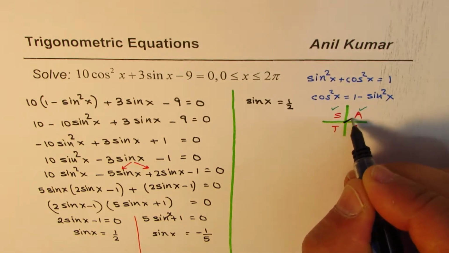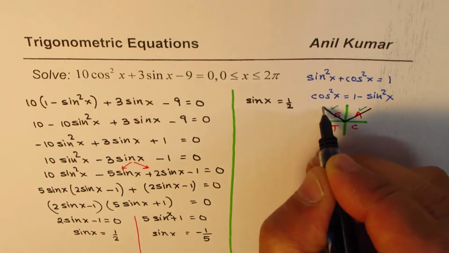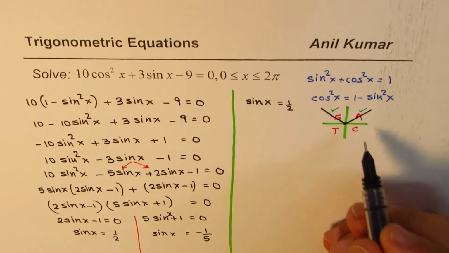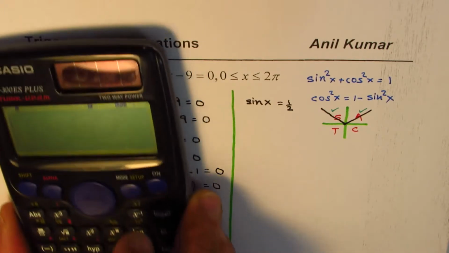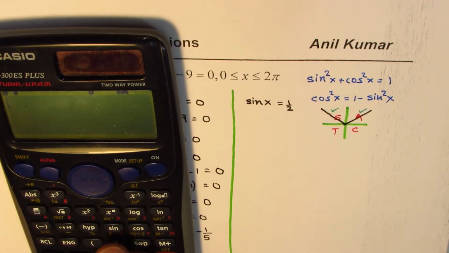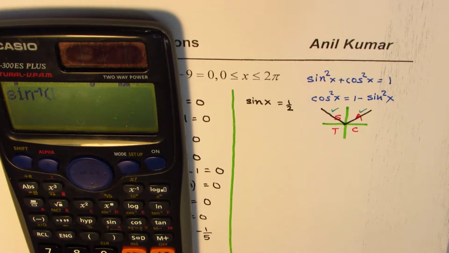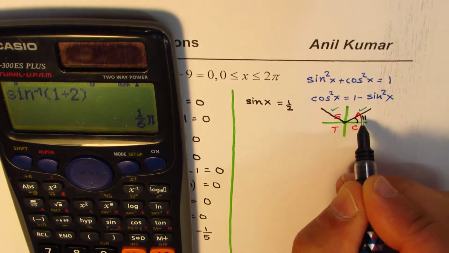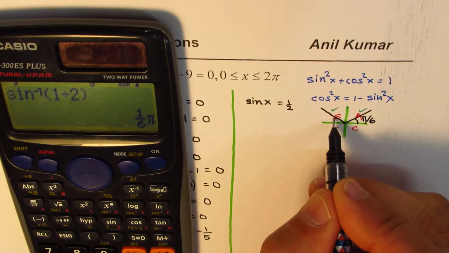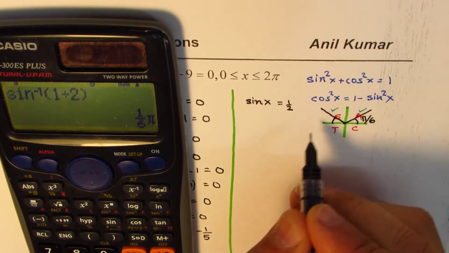So one will be kind of here, the other one is kind of here, right? This acute angle, half, we could find from special triangles also, or we could use the calculator. So we could do shift sine inverse of 1 divided by 2, which gives us pi by 6. So this angle, one of them is pi by 6. The other one will be pi minus pi by 6.